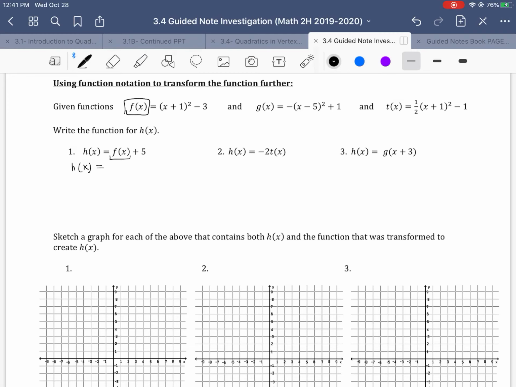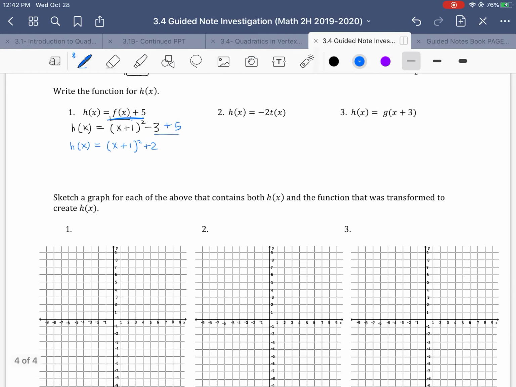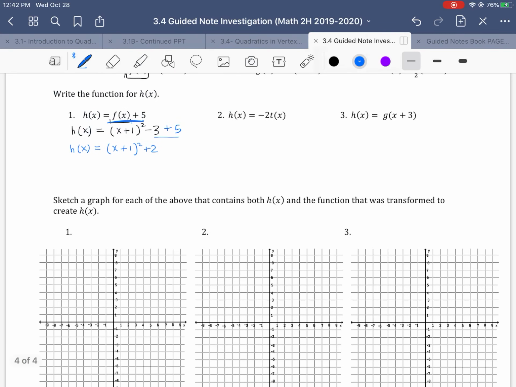So I come up here and I find where f of x is and I just write in that equation. So (x plus 1) squared minus 3. And then I want to add 5 on the end to that because that's what was happening on h of x. So when I rewrite this, everything stays the same except I have -3 plus 5, which is a positive 2. Okay. And you're going to do that on each one of those. And then again, you can check your answers with the key that's posted.